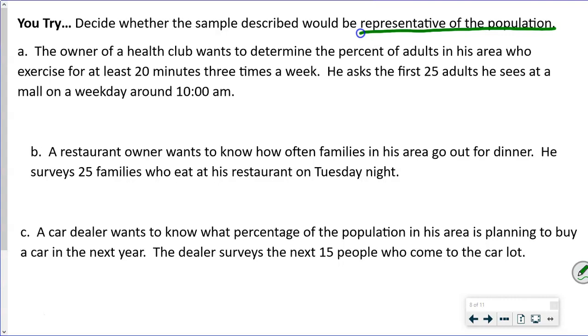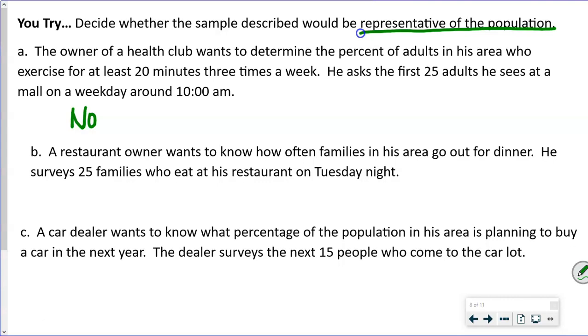It says, the owner of a health club wants to determine the percent of adults in his area who exercise for at least 20 minutes 3 times a week. He asks the first 25 adults he sees at a mall on a weekday around 10 a.m. So is that going to be representative of the population? I would say no. Why not? Because who's at the mall on a weekday at 10 a.m.? That's going to be a very small group of people.